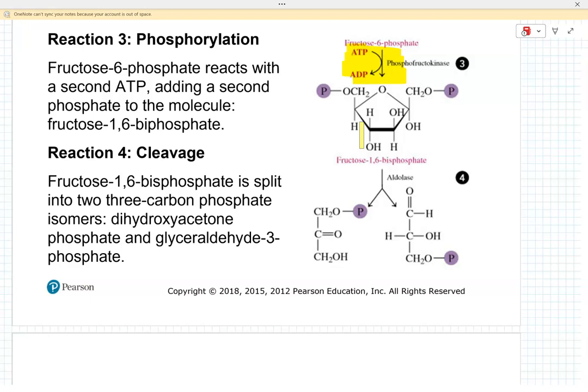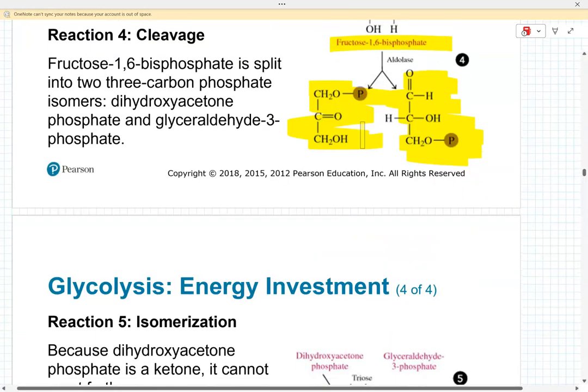This fructose 1,6-bisphosphate is broken down to two different carbonyl group containing molecules. On the right, you see glyceraldehyde 3-phosphate. On the left, you see dihydroxyacetone phosphate. Okay?